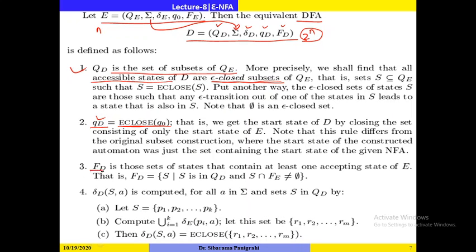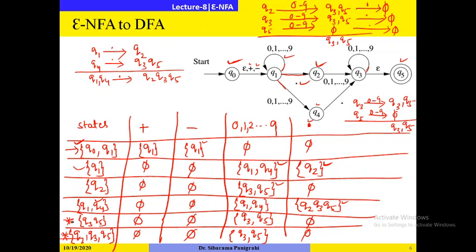Next, what is the final state? Final states are the states which contain at least one accepting state of the epsilon NFA. In our example, what are the final states? In this epsilon NFA, Q5 is the final state. So wherever you find Q5, you have to mark that state as a final state. So here Q3, Q5 is a final state, and Q2, Q3, Q5 is a final state.